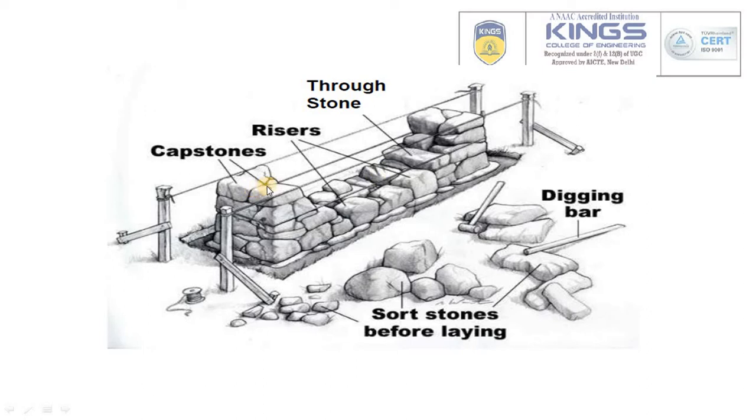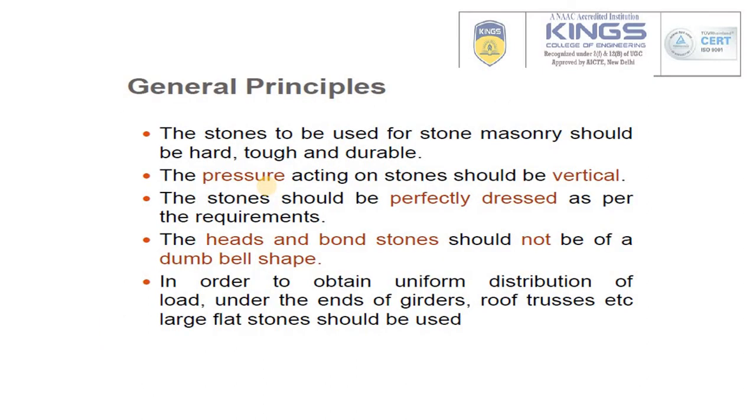Now the general principles. The stones used for stone masonry should be hard, tough, and durable. The pressure must be vertical. The stone should be perfectly dressed as per requirements. The header and bond stone should not be a dumbbell shape. In order to obtain uniform distribution of load under the ends of girders and roof trusses, large flat stones should be used. So these are the general principles to follow before constructing stone masonry.